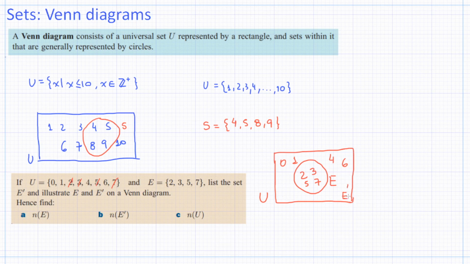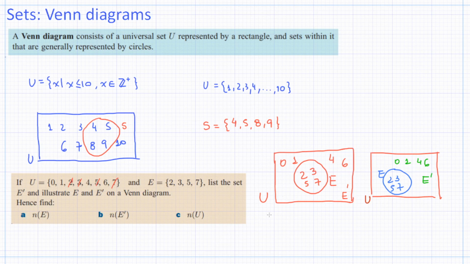Alright? If you use different colors, you could just, for example, have our set E here, 2, 3, 5, and 7, and I could just pick a different color, 0, 1, 4, and 6, and those would be our complement of E. And all of those are inside of our universal set.